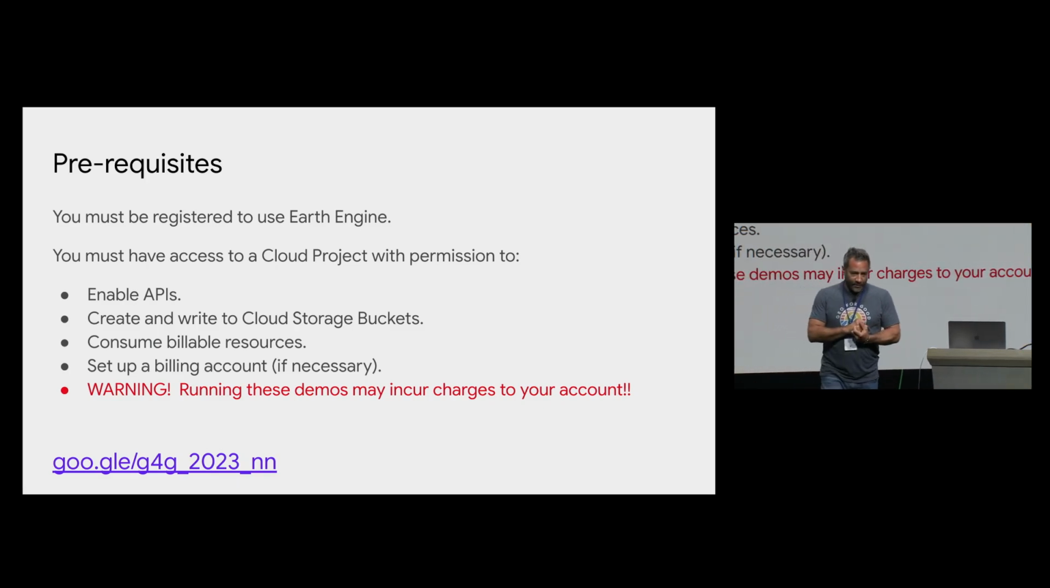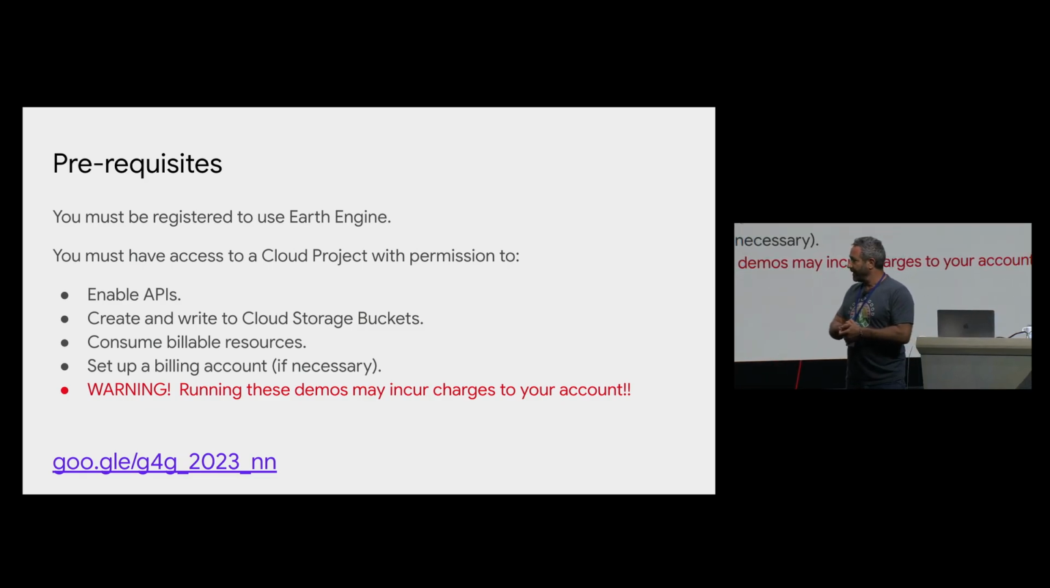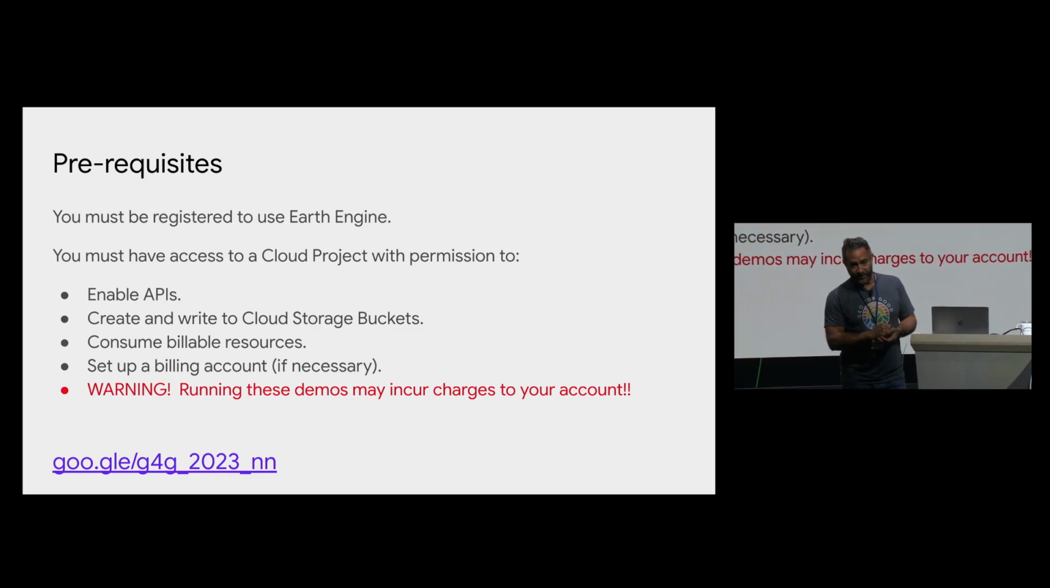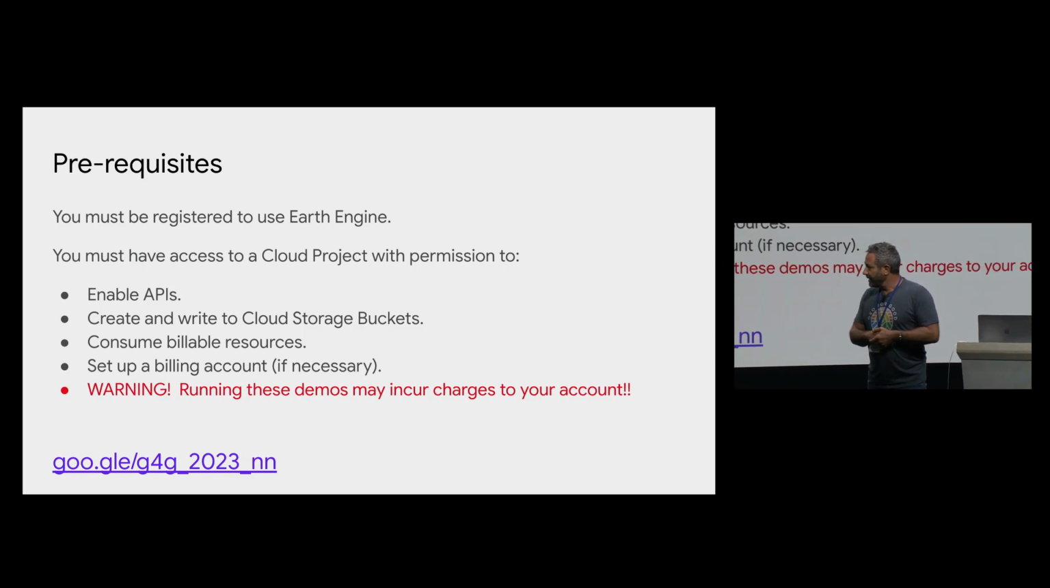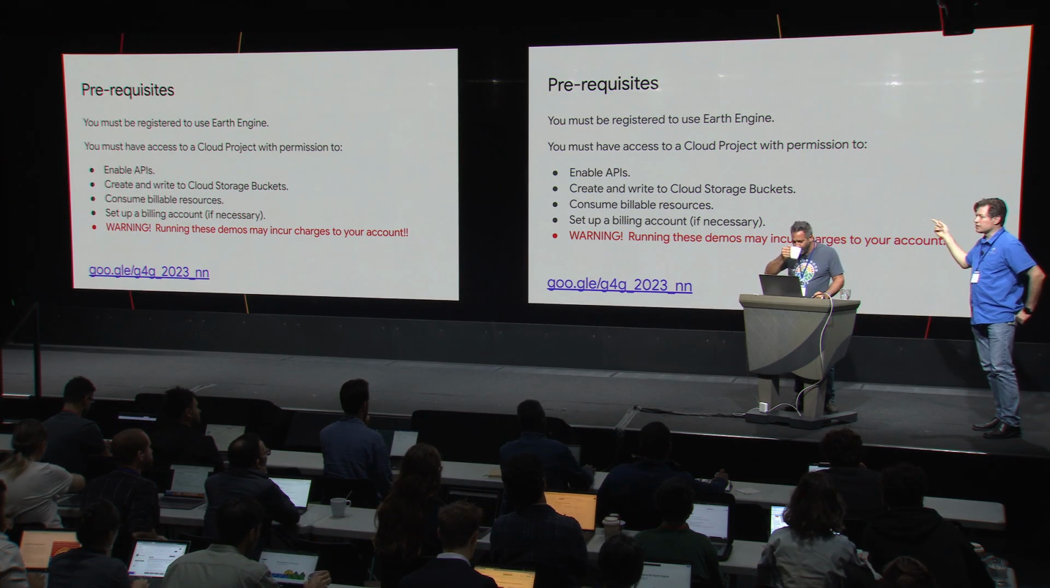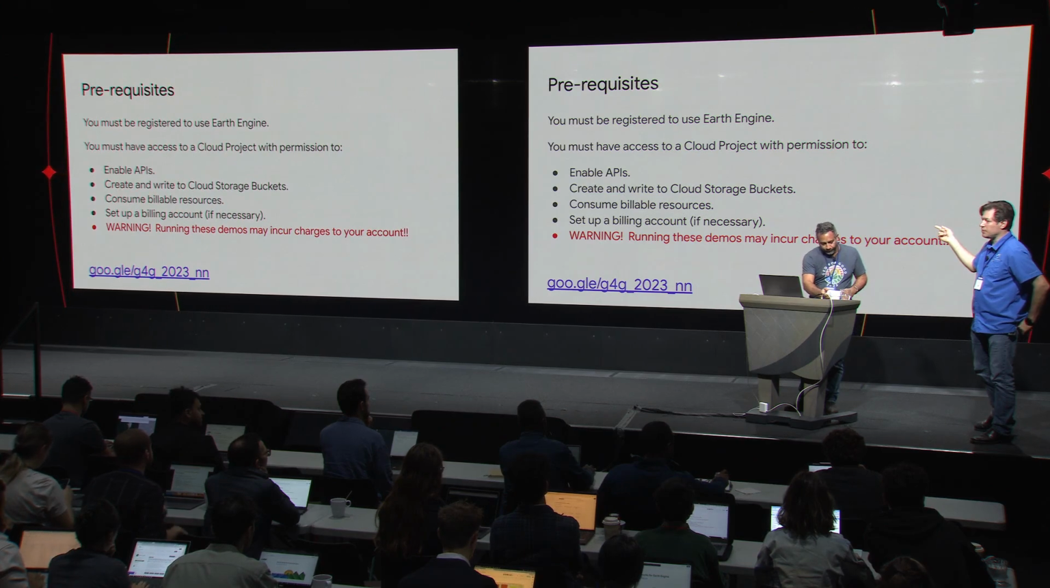Okay, I already talked about this, but you're going to have to be registered to use Earth Engine, and you're going to have a cloud project with permissions to enable APIs, set up a billing account, and you might get charges. Again, see me for these coupons. Anything to add here, Gena? I think in addition to the cloud storage bucket, what this and the second training session will use is the Vertex AI API. So how many of you actually worked with Vertex AI? Okay, that's very good. Excellent.